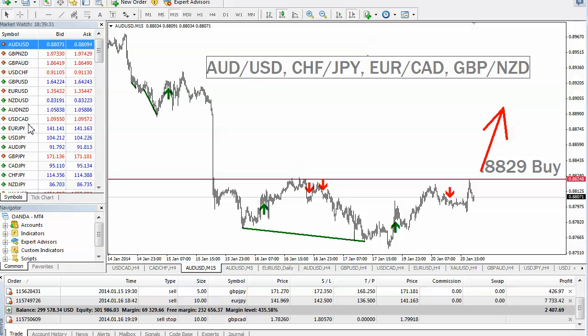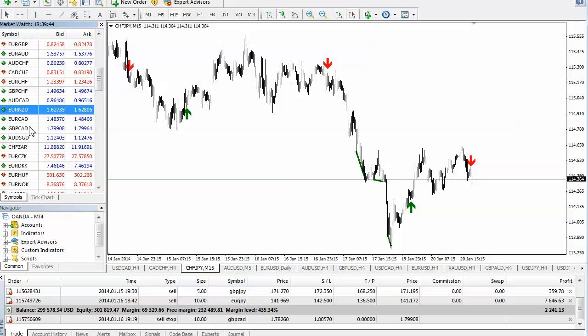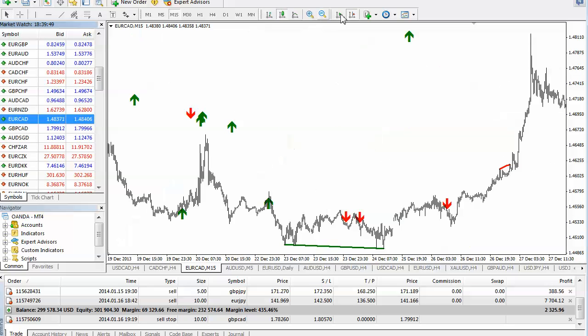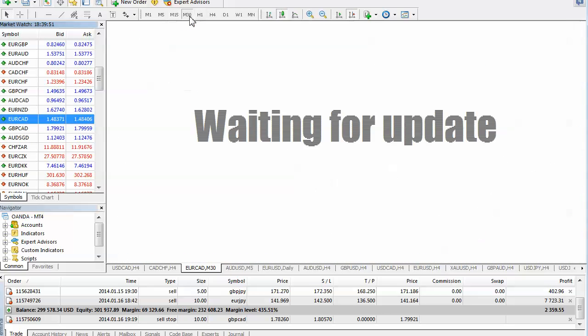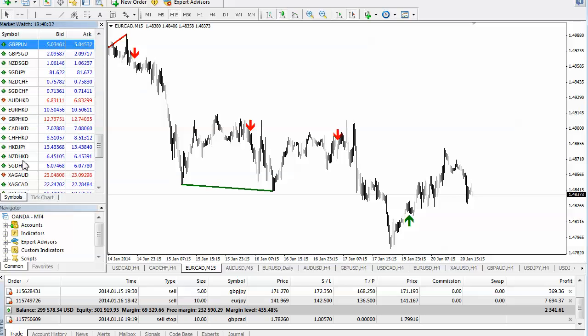But let's go down to the Swiss franc, Japanese yen. See if there's anything setting up here on the 15-minute chart. No, it's already gone. Let's look at the euro Canadian. I'm going to look for something to set up here. Well, there's nothing really setting up here. We're getting close, though, to a buy trade. But nothing's setting up, so I already know that's not going to go on my watch list. And then pound New Zealand is my final one.